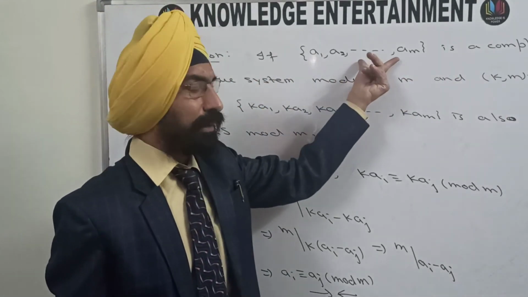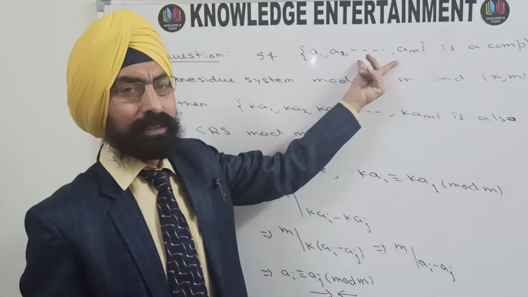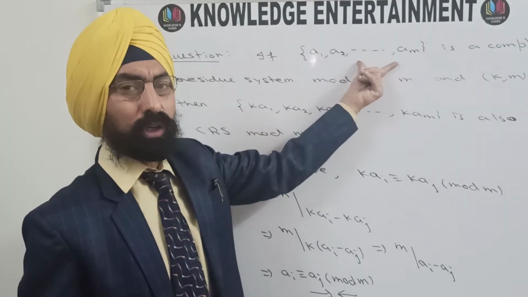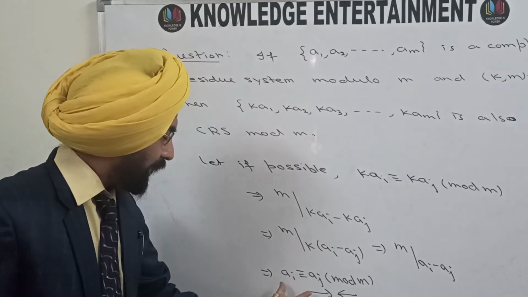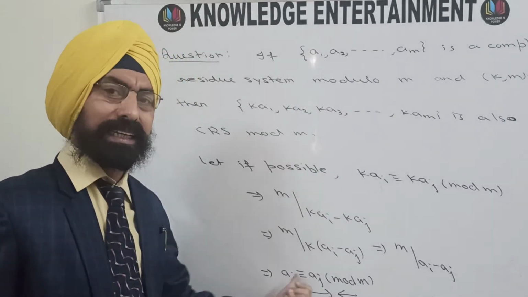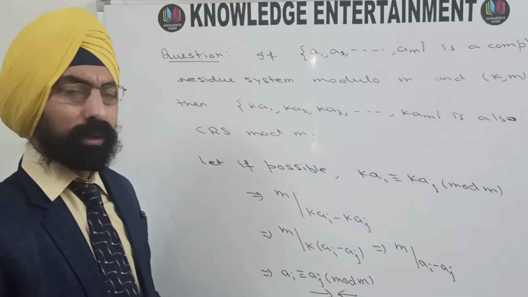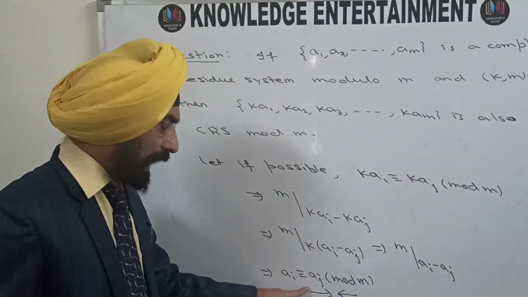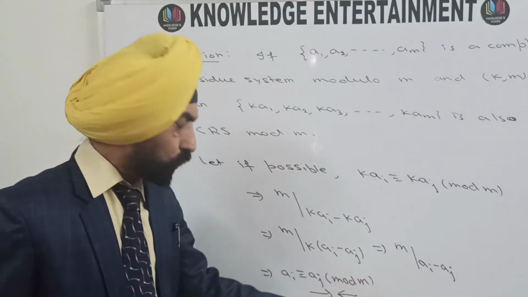If a set is a complete residue system modulo M, then no two members of the set can be congruent to each other modulo M. So how can AI and AJ be? AI and AJ cannot be congruent to each other modulo M. And here we have that AI is congruent to AJ modulo M. So it is a contradiction.